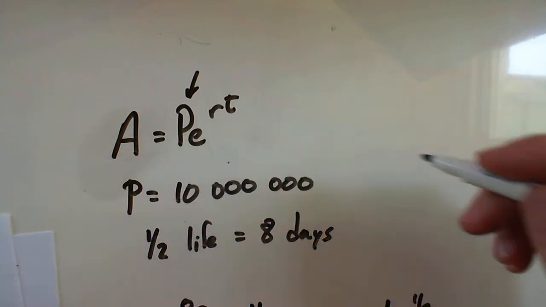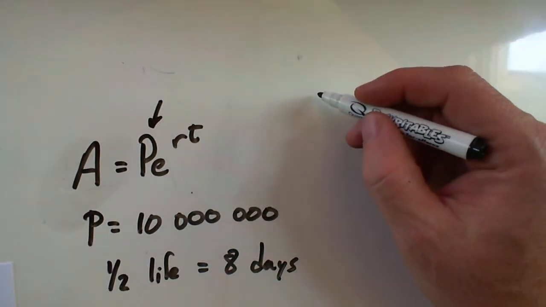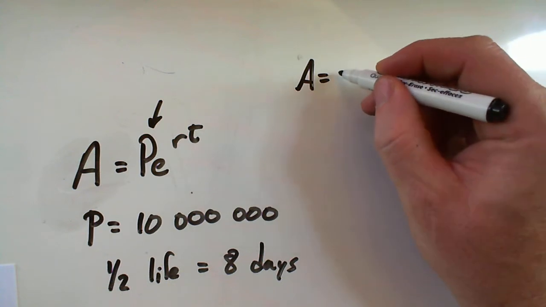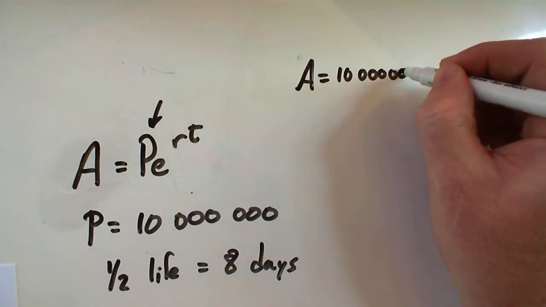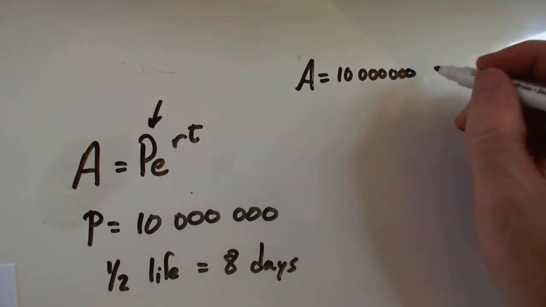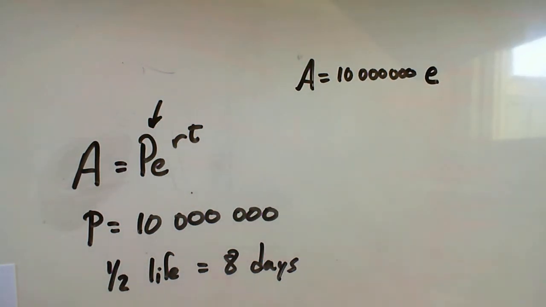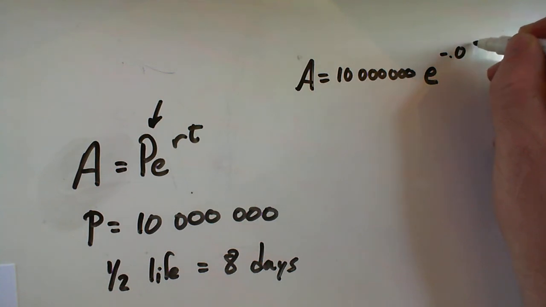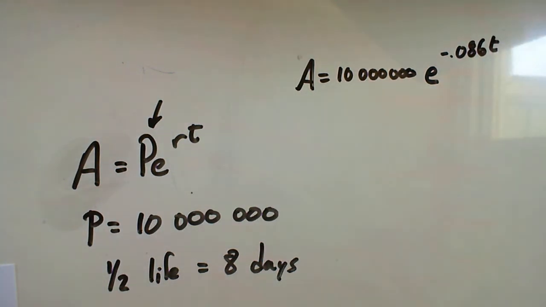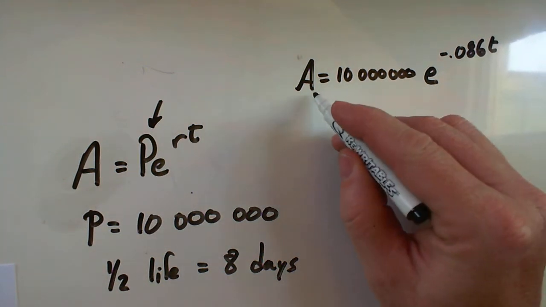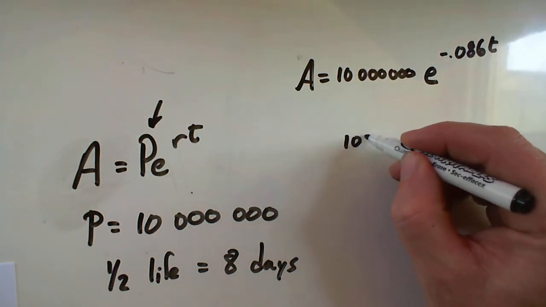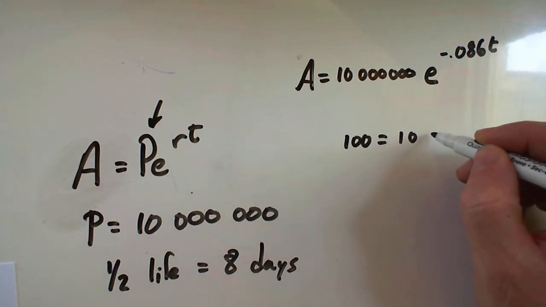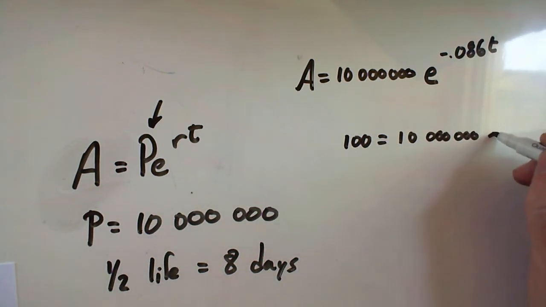So going up to here, we now know that our formula, A equals 10 million times e to the negative 0.086 t. There's the formula. The question is, when will it be safe for humans? Well, it says 100 gallons are left. So when A is 100, so 100 equals 10 million e to the negative 0.086 t.